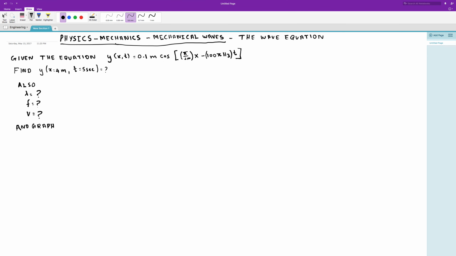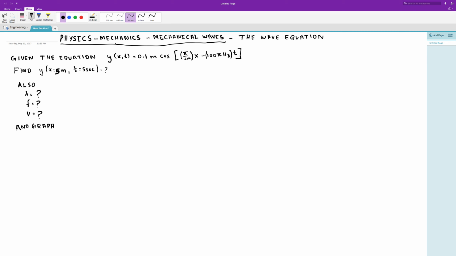Let's do this problem right here. The question is asking to find y. So we have the equation y is equal to 0.1 cos((π/2 m)x − 100π Hz times time). And they are asking to find y when x is equal to 5 meter and t is equal to 5 seconds. So they are asking to find the lambda, frequency, velocity, and the graph. Let's see how we can find this.